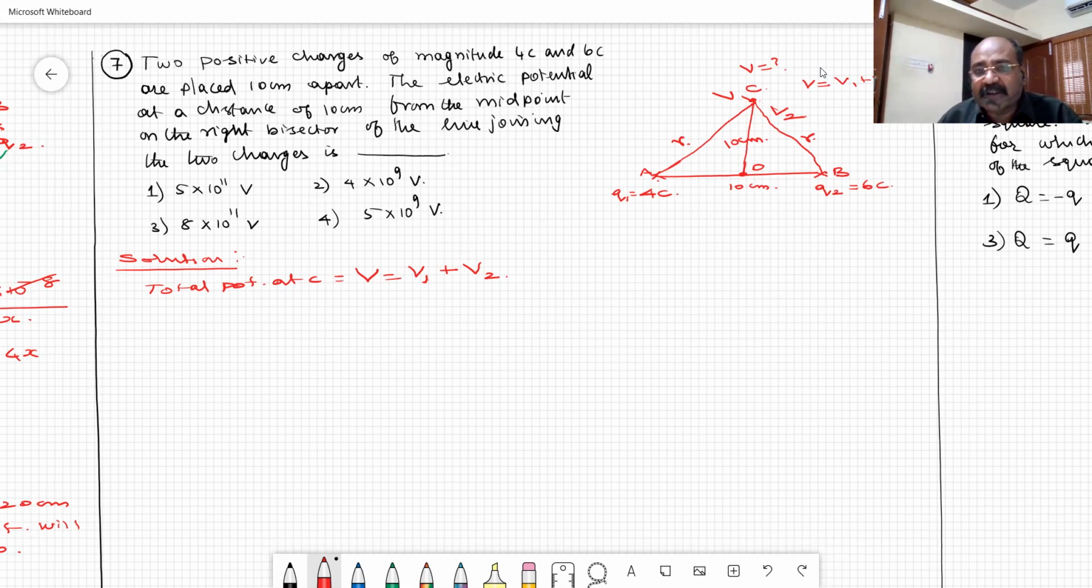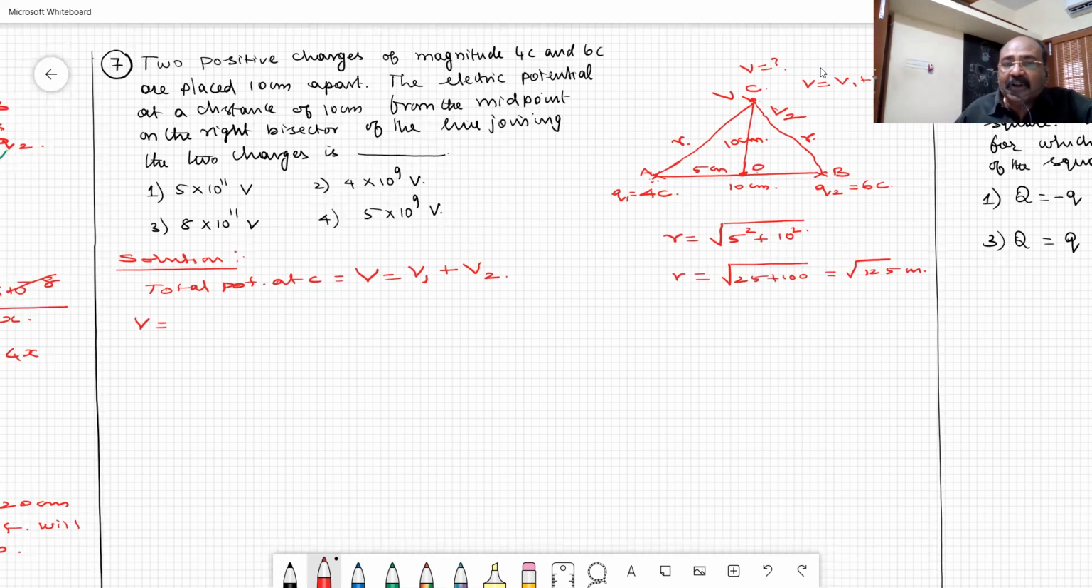So by applying the Pythagoras theorem, we can say R is equal to root of AC square, which is equal to OA square plus OC square. OA is 5 centimeter, so I can consider it as 5 square plus 10 square. So R will be equal to root of 25 plus 100. You will be able to get it as root of 125 meters. So when I am taking R is equal to root of 125 meters, I can substitute it here. What is the total potential V?